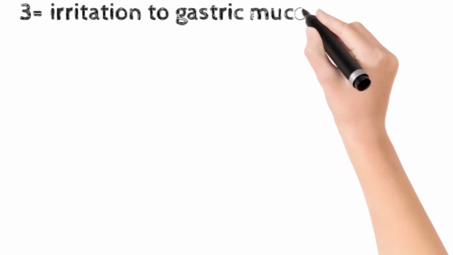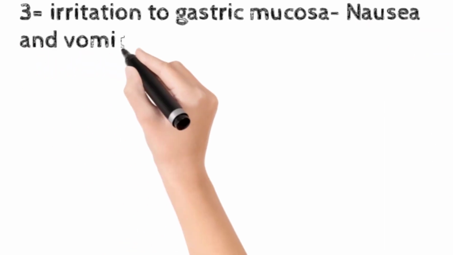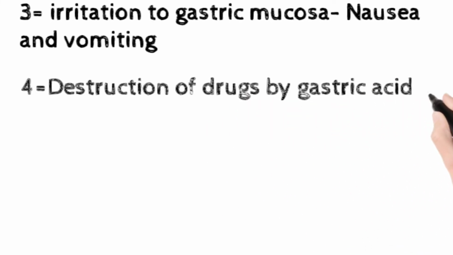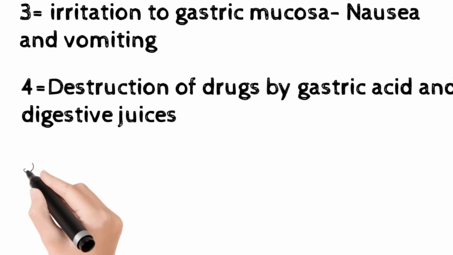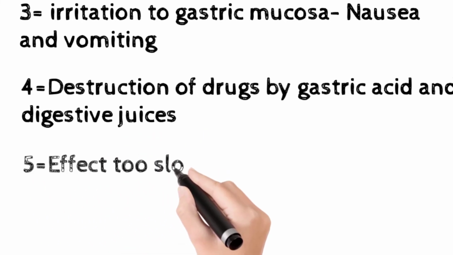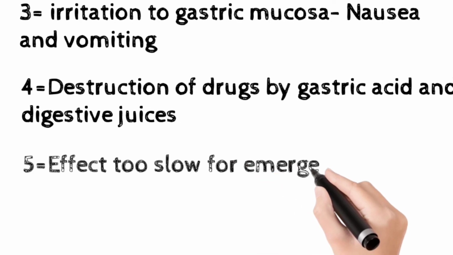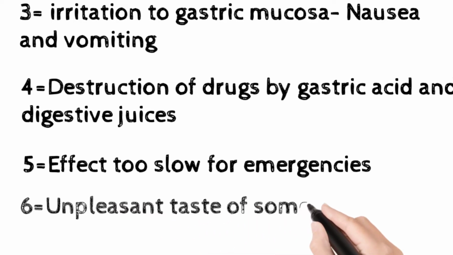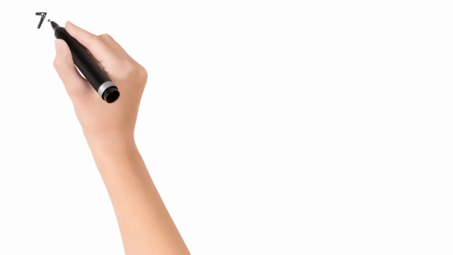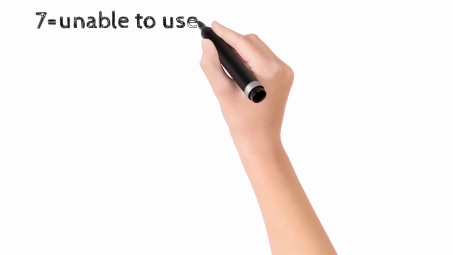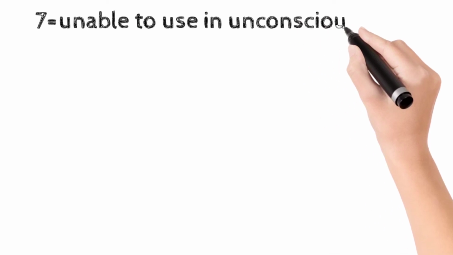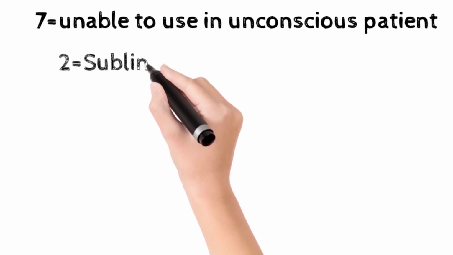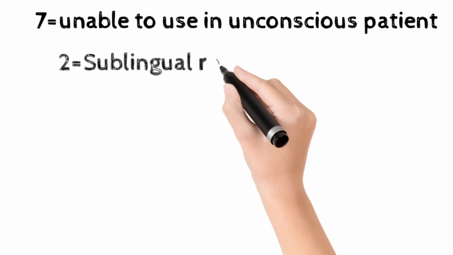The third disadvantage is the irritation to gastric mucosa, and the result will be nausea and vomiting. And next is the destruction of drug by gastric acid and digestive juices. Next disadvantage is effect too slow for emergency. We cannot inject in emergency. Next is the unpleasant taste of some drugs because we take it orally. And seventh disadvantage is unable to use in unconscious patient because it cannot be taken orally. Now come to the sublingual route, also known as buccal route.